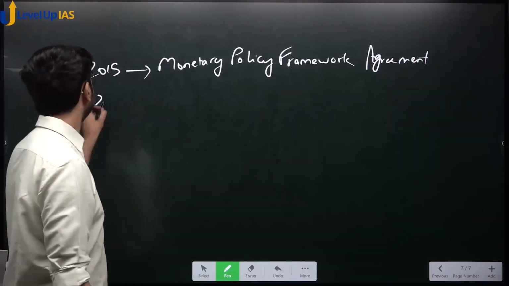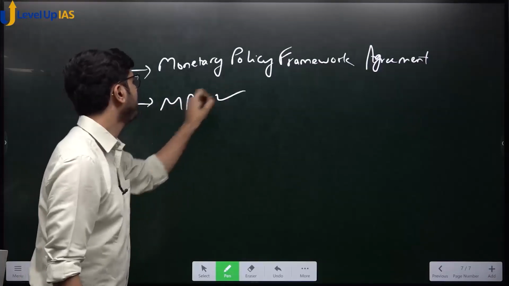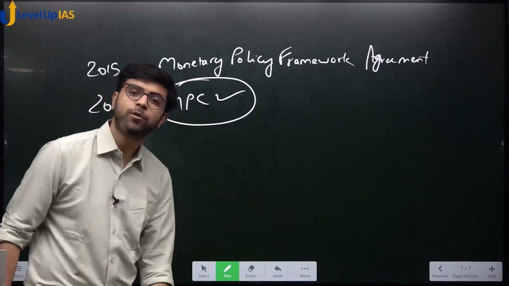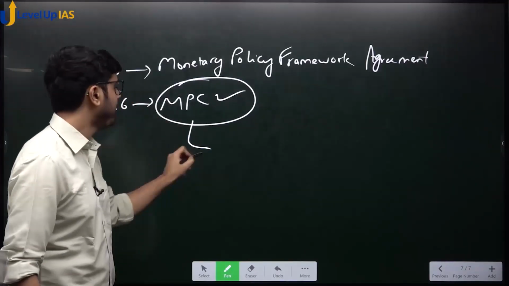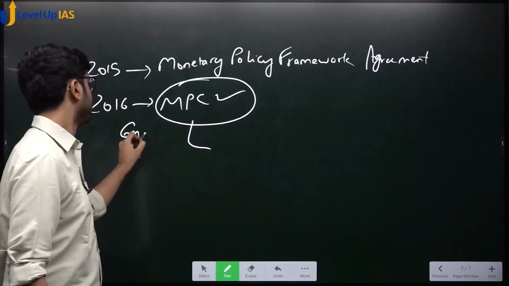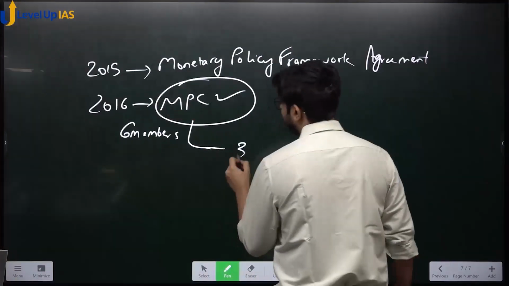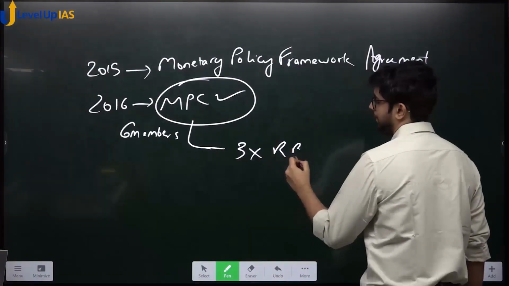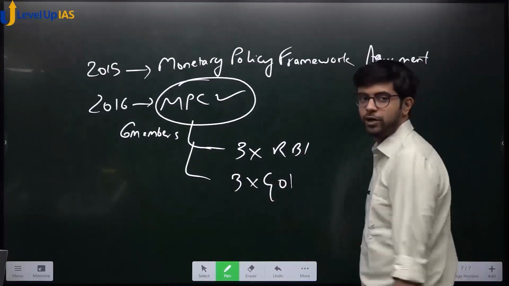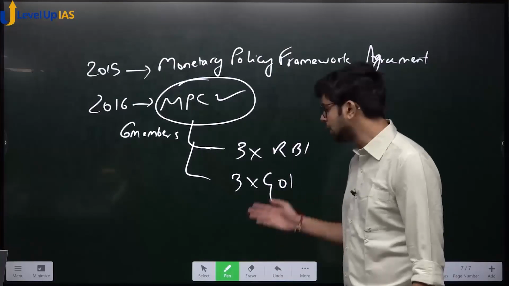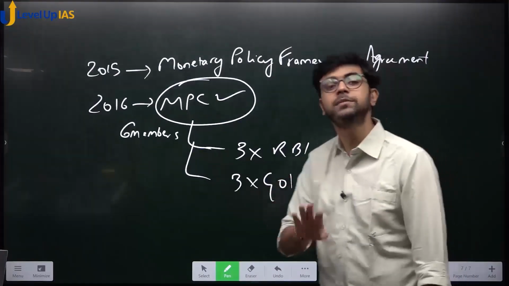In 2016, the monetary policy committee came into picture. The monetary policy committee came into existence. Who heads the monetary policy committee? The governor. So the monetary policy committee comprises 6 members. Okay? 6 members. 3 from RBI, 3 from the Government of India. Now the government sends its own staff also, and the government appoints academicians also.